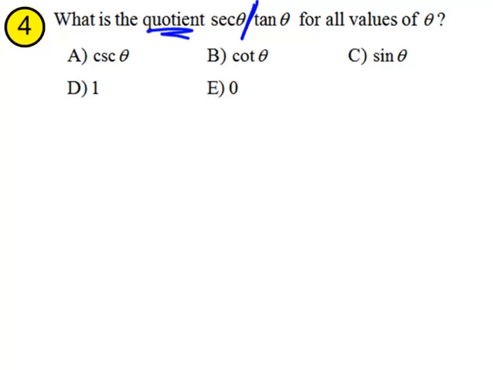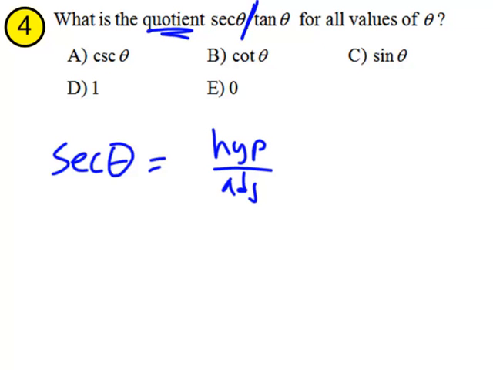This comes down to, do you know your definitions of trig functions? Secant of theta, that is the reciprocal of cosine, right? Which is adjacent over hypotenuse. Therefore, secant must be hypotenuse over adjacent. We will take the quotient of secant and tangent theta in the denominator.